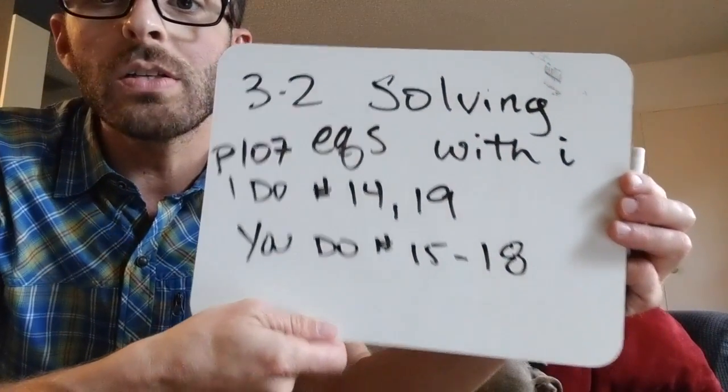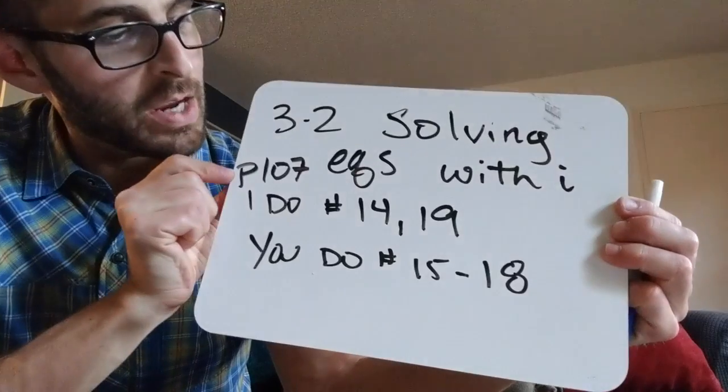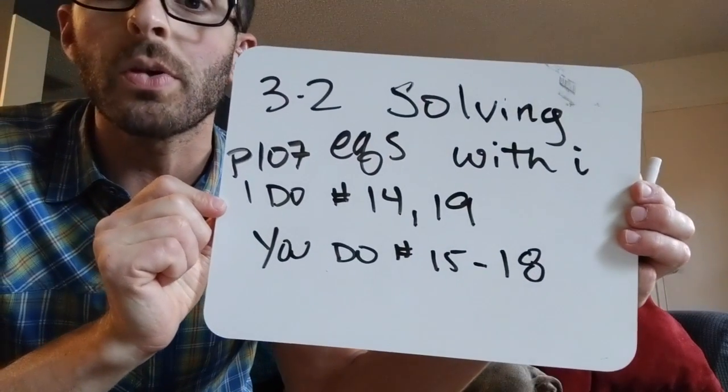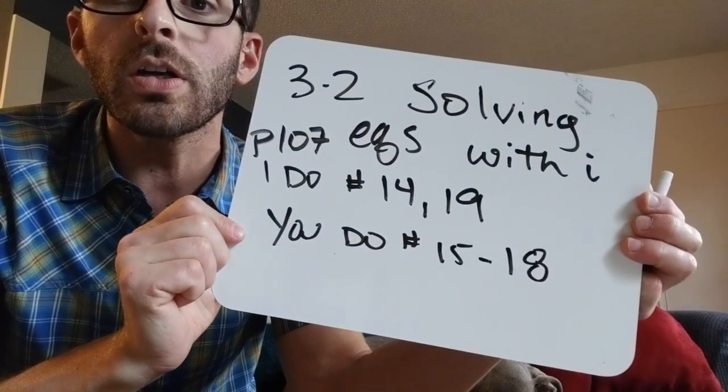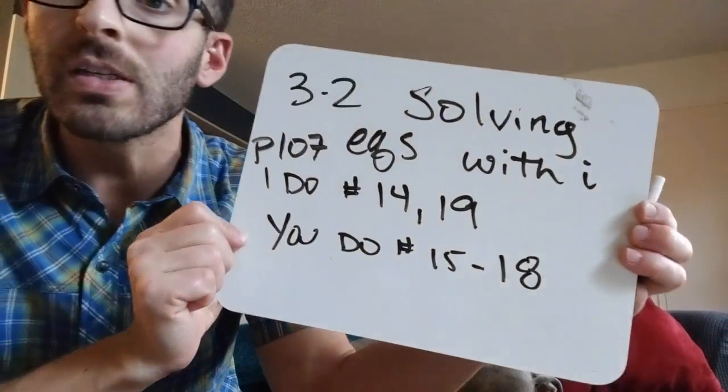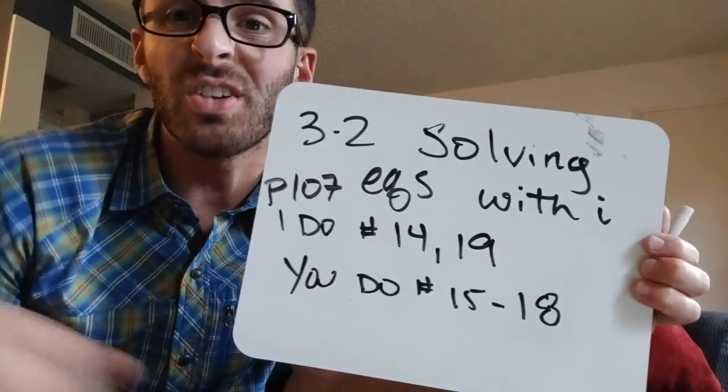solving equations with i. That's page 107. I'm going to do numbers 14 and 19. You're going to do numbers 15 to 18. And if you really want to challenge yourself, you can keep going. It's actually the same topic at the bottom of the page, but we'll do it in class if you don't do it at home. All right, I just need to get these equations up.